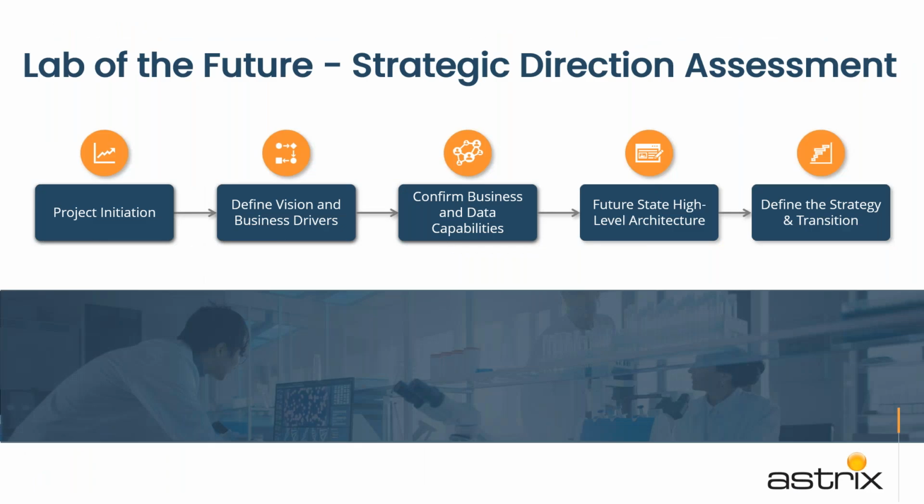So how do we drive or decide the strategic direction assessment? We have to decide how your lab should be at a future stage, for the next 5 or 10 years. Once the project has been initiated, we define the vision and business drivers: why we really want to go there, what the vision of the project is, and the business drivers behind it. Based on that, we confirm the business and data capabilities, what is really there in-house and what can be done. With all this information, we define a future state high-level architecture, a strategy, and a transition plan on how to reach it.